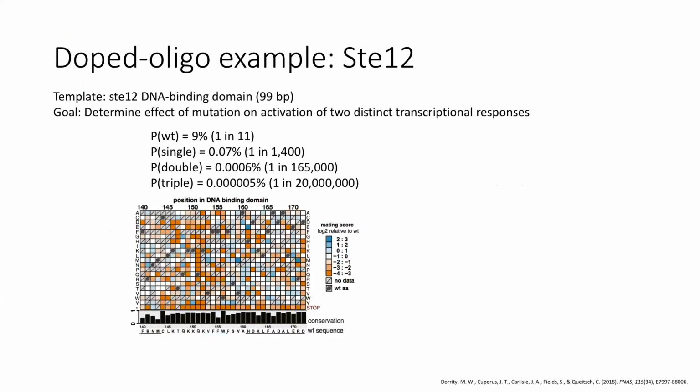So one of the grad students in our lab, during his dissertation work, although he's a postdoc now, Mike, did a deep mutational scan of a protein called sterol-12 using Doped-Oligo. At the mutation frequencies he used, which was, I believe, 97.5% wild type over 100 bases, you get about 9% wild type. And then you can look at the coverage for singles, doubles, and triples.